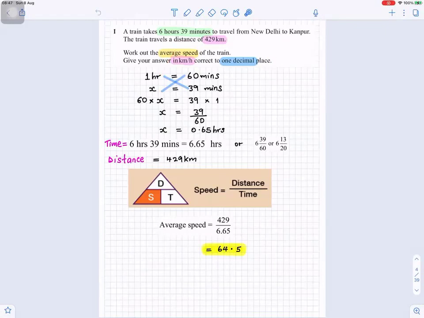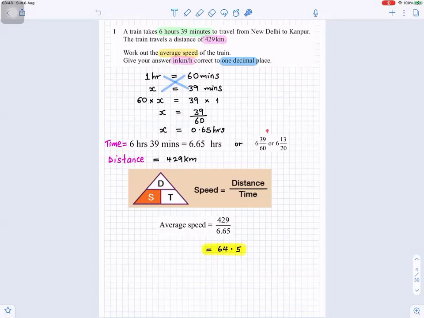1 hour is equal to 60 minutes. So X hours is equal to 39 minutes. We want to change 39 minutes to hours, so you cross multiply. 60 times X is equal to 39 times 1. The times 60 goes to the right and becomes divided by 60. So X is 39 divided by 60, which gives you 0.65 of an hour. So 6 hours, 39 minutes is 6.65 hours.